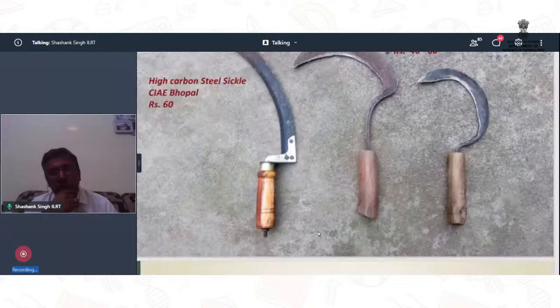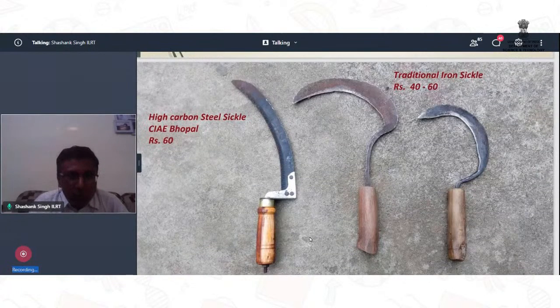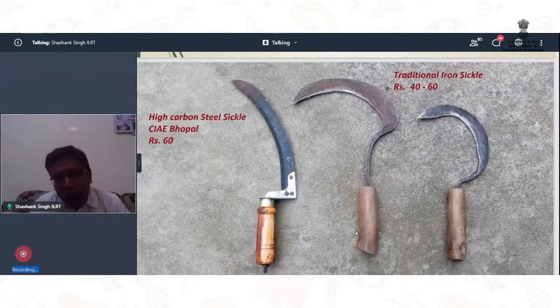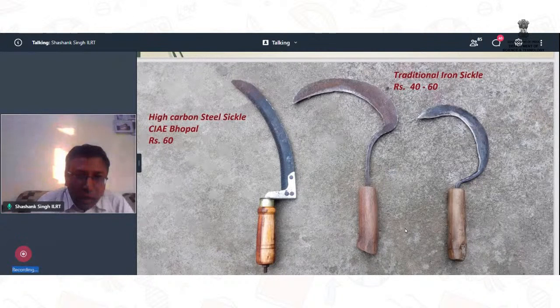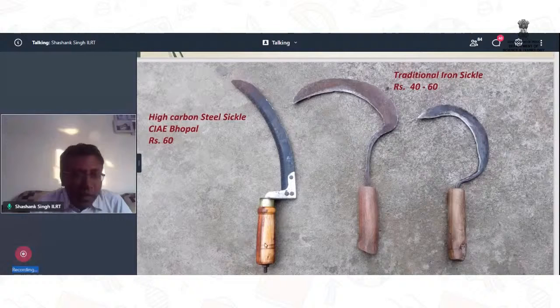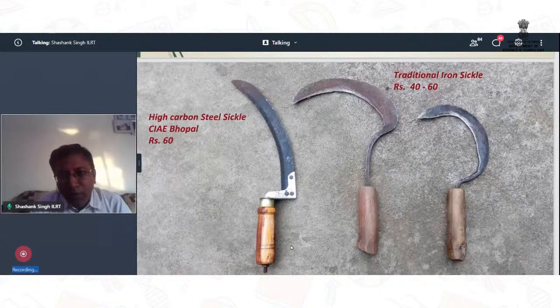With these conditions, we tried to start with the smallest farm equipment we could. The Baiga and Gond tribal communities there traditionally use the sickle, shown on the right side, and we tried to promote a high carbon steel sickle, the Naveen sickle, designed by CIAE Bhopal, which is marginally higher in cost, though that is not a big matter. But even promoting that in the area was difficult and a challenge for us. Next slide, please.